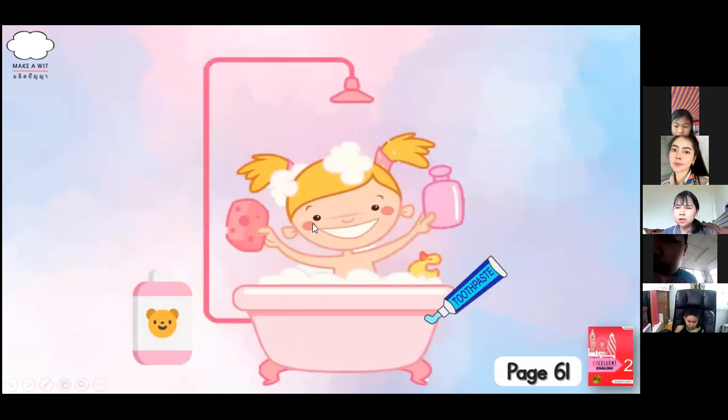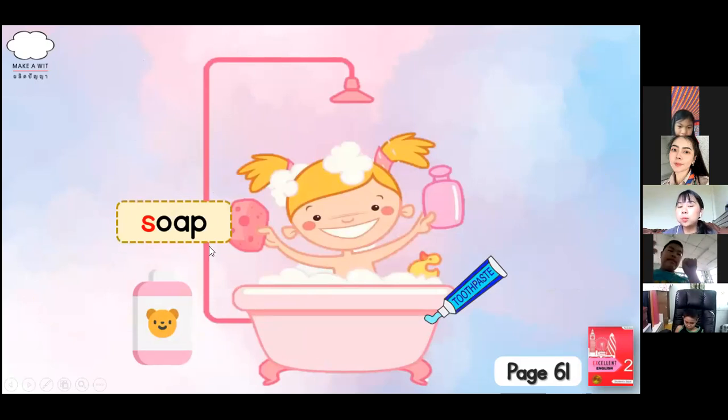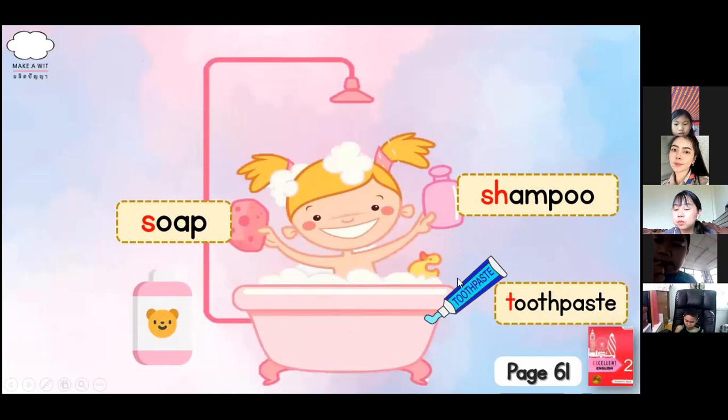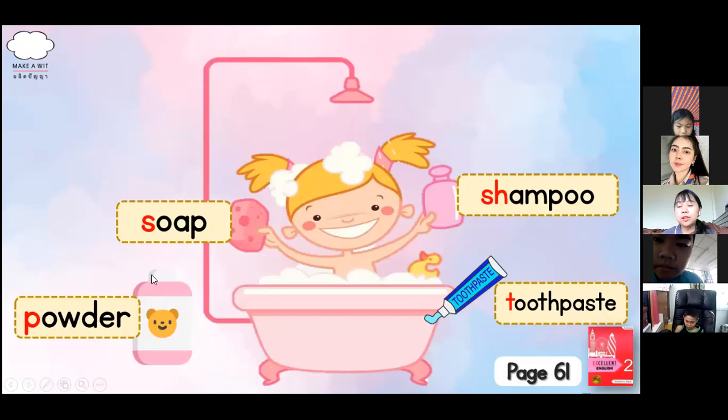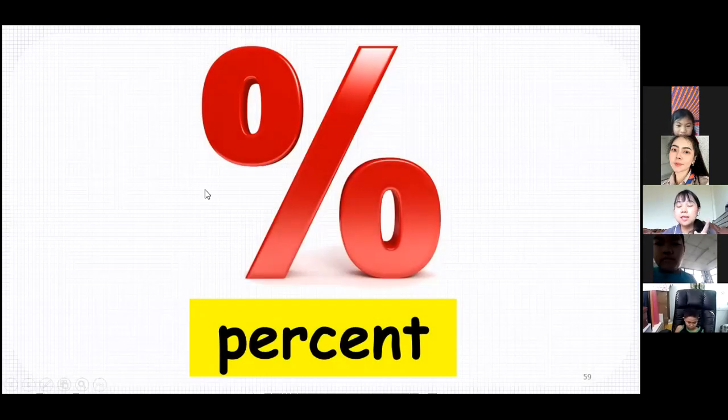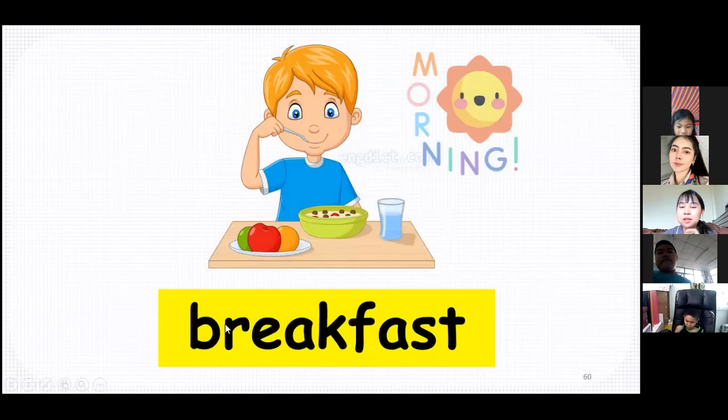Now let's move to our shower. What do we have in our shower? This one is soap. This is shampoo. Very good. And this is the toothpaste. Good job. And this is the powder. Very, very good. Now, this is percent. Very good.